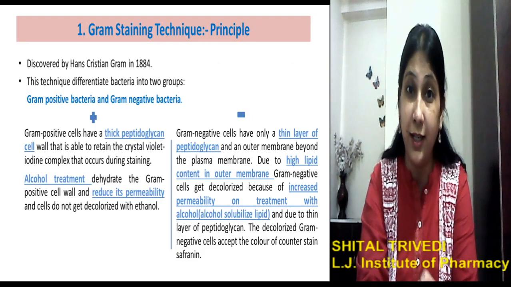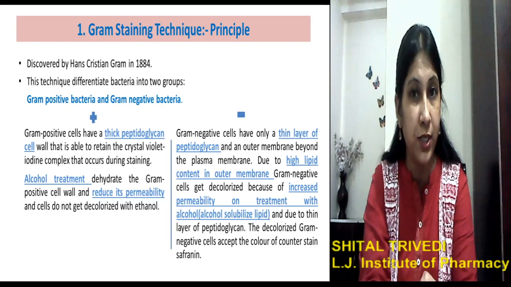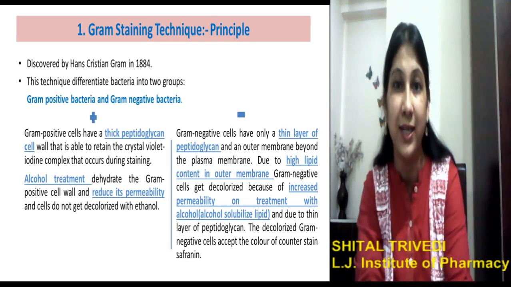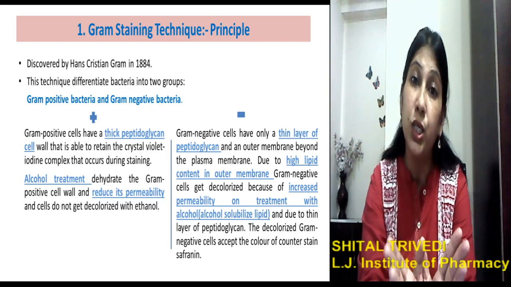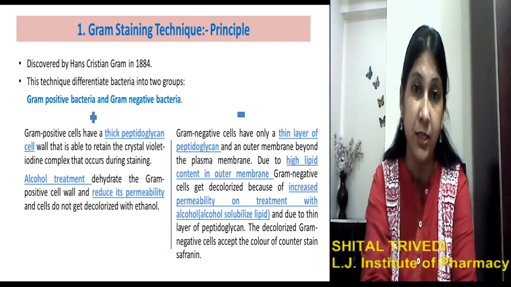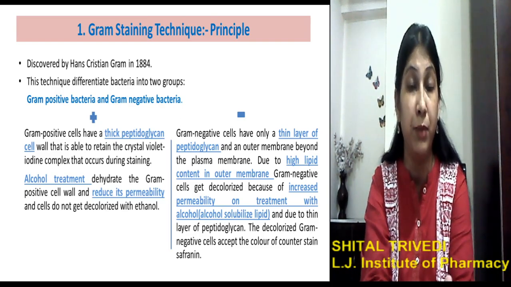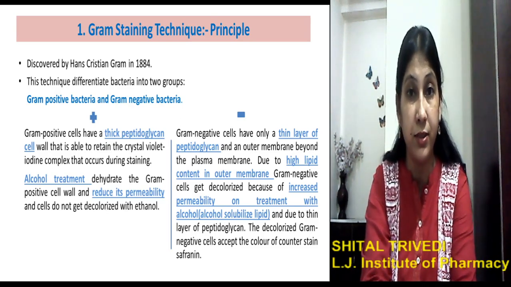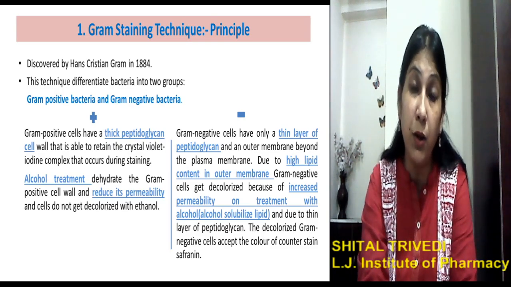This technique is named after the bacteriologist Hans Christian Gram, who discovered it in 1884. To honor the scientist, it is called the gram staining technique. It differentiates organisms into two categories, gram positive and gram negative microorganisms. Specifically, we differentiate bacteria into two classes, gram positive bacteria and gram negative bacteria. So let's talk about the principle.